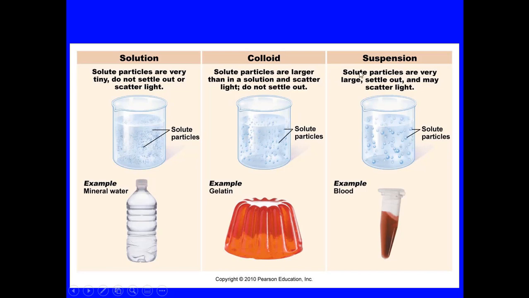A suspension is where solute particles are very large. They will settle out, meaning that if you shake up the container and let it sit on the table for a few minutes, the particles will start to settle down to the bottom of the container. They may also scatter light, as you can see. Here's an example right here, blood. If you take a sample of blood and spin it down, you're basically allowing settling, but at a quicker rate. You'll end up with the heavier particles, which are the red blood cells, white blood cells, and to a lesser part, the thrombocytes. They'll settle out in a certain range, and above them will be this kind of straw-colored fluid that we call plasma.